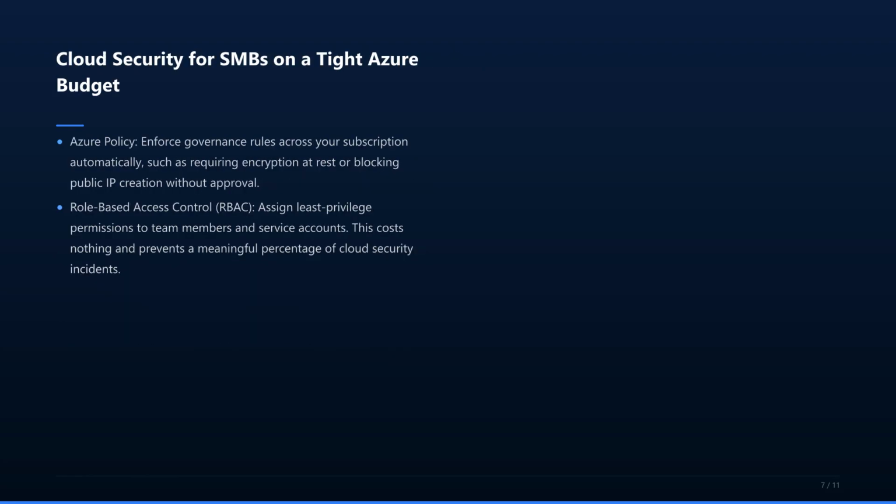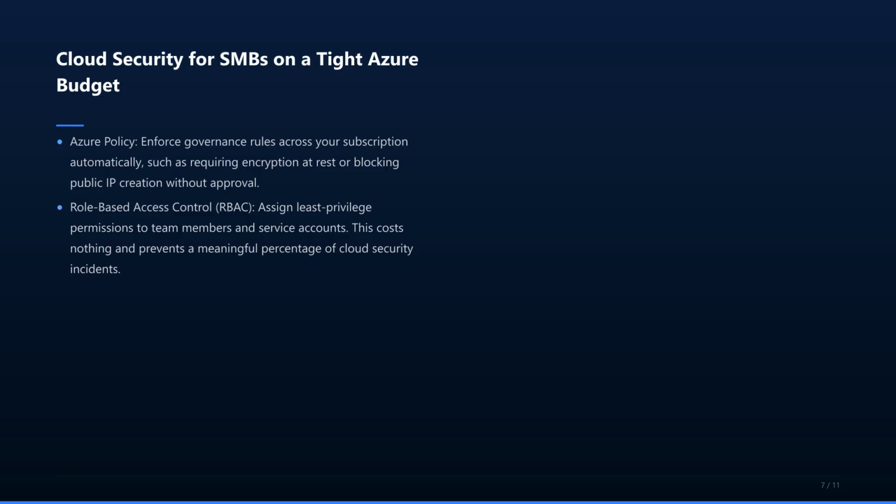Cloud security for SMBs on a tight Azure budget. One concern that surfaces every time cost optimization comes up: does cutting costs mean cutting security? The honest answer is no, but it requires intentional choices. Azure includes several security services at no cost or very low cost. Microsoft Defender for Cloud, free tier, provides security posture scoring, misconfiguration alerts, and compliance tracking at no additional charge. The free tier alone addresses a significant number of SMB security gaps.